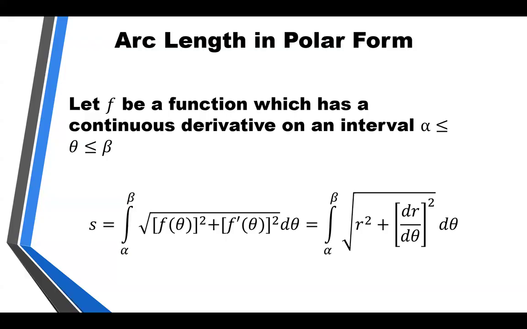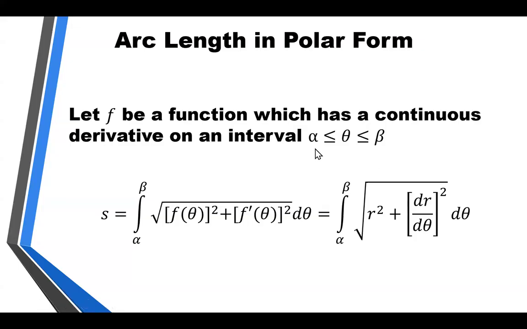The next concept with calculus topics that we're going to look at is the concept of arc length in polar form. Let's say f is a continuous function which has a continuous derivative on the interval theta going from alpha to beta. Let me change that up real quick. That looks a little bit better. So my angle is going from alpha to beta.